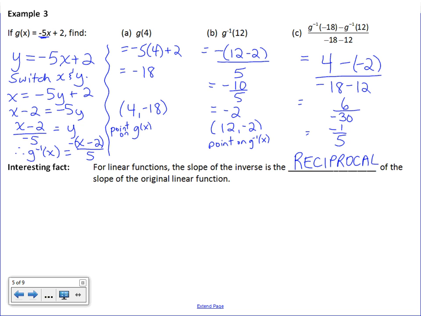Yes, sir? Would you be able to answer number 6 and have A or B? Well, b you had a. You could have done what you just did here with g inverse of negative 18 because you found g inverse. You could put negative 18 in. Yeah. But I saved you some work by purposely picking that point.